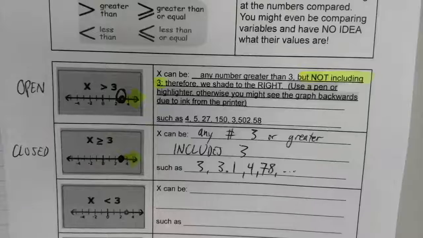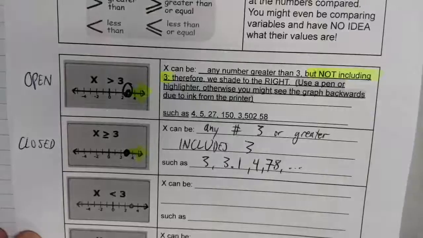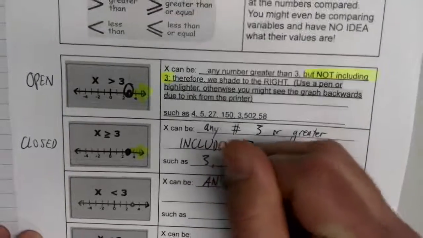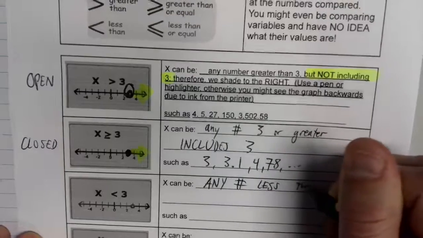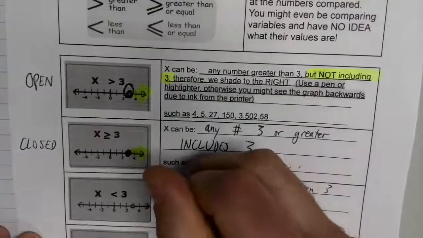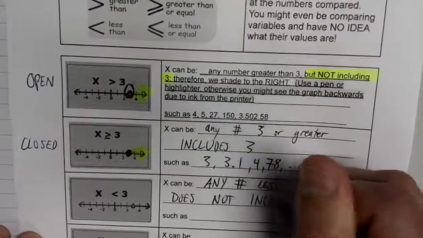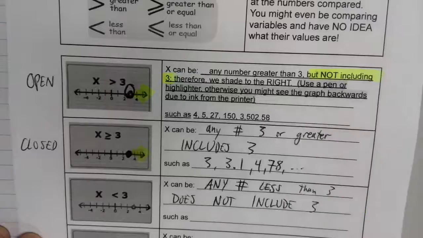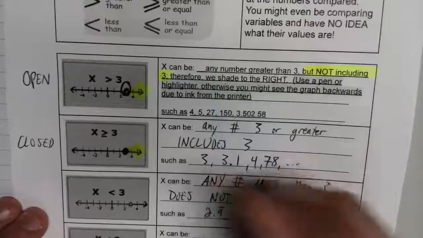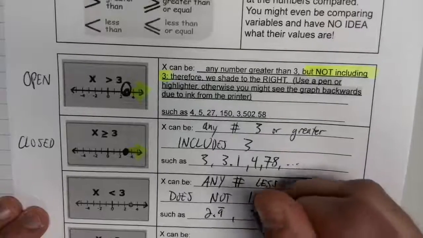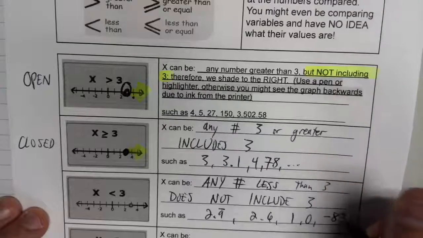Okay? All right. So, what do you think this one means? X is less than 3. So, we're going to put any number less than 3. And it does not include 3 here. So we can put 2.9 repeating. We can put 2.6. We can put 1, 0, negative 87. Okay?